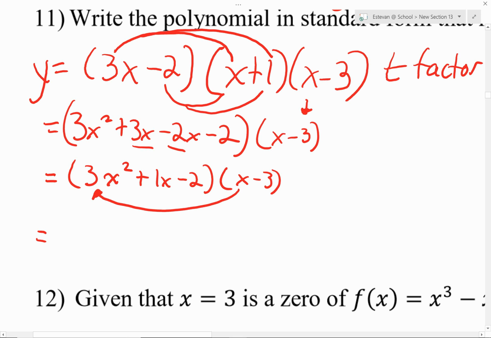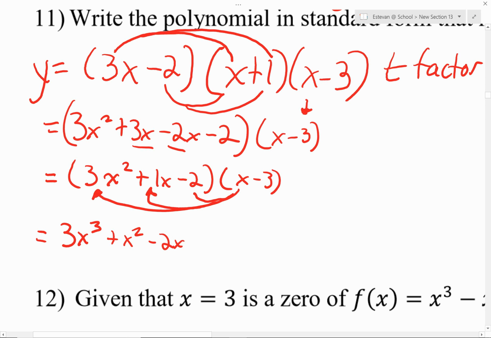To keep things organized. X times 3x squared is 3x cubed. Then x times 1x will give me x squared. And then x times negative 2 will be minus 2x.